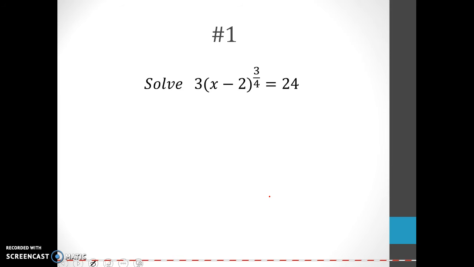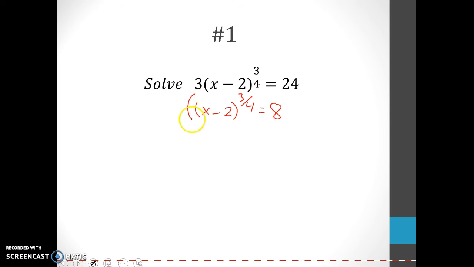The first one looks like this. Let's start by just getting rid of the 3 here first. Then we can talk about what we're going to do with the 3/4. We can divide both sides by 3, and then that's going to leave us with x minus 2 to the 3/4 power is equal to 24 divided by 3, which is 8. But then we want to get rid of taking x minus 2 to the 3/4 power.